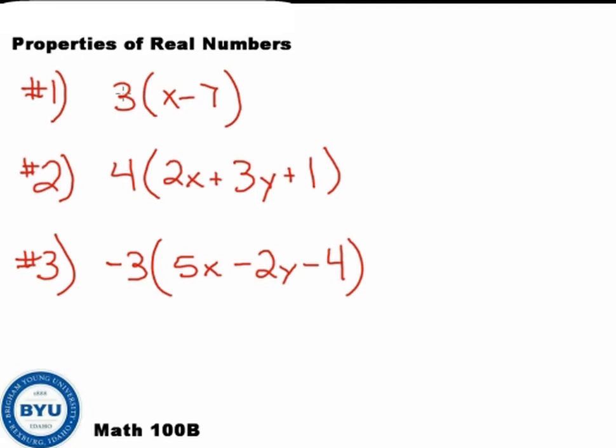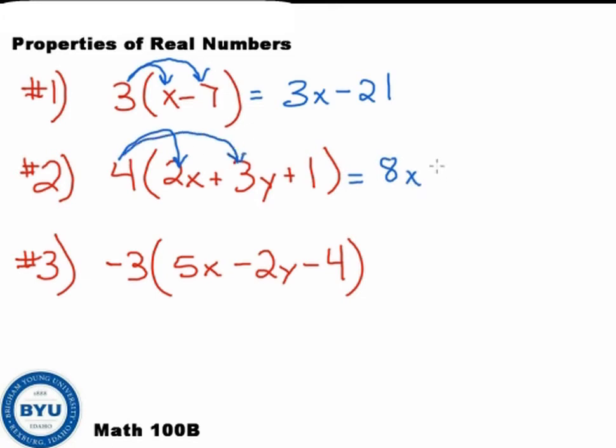Okay, let's check those answers. Again, I would multiply this 3 into both values inside the parentheses. So 3 times x is 3x, and 3 times negative 7 is negative 21. 3 times 7 is 21, and we'd have a minus there. So that's how we would distribute that. Here we have 3 things to distribute into. 4 times 2x is 8x. 4 times 3y is 12y. And 4 times 1 is 4. That's how we would distribute those.